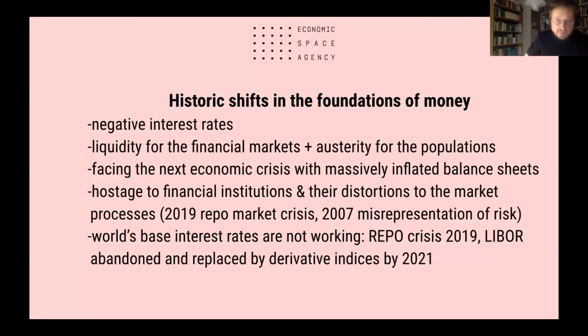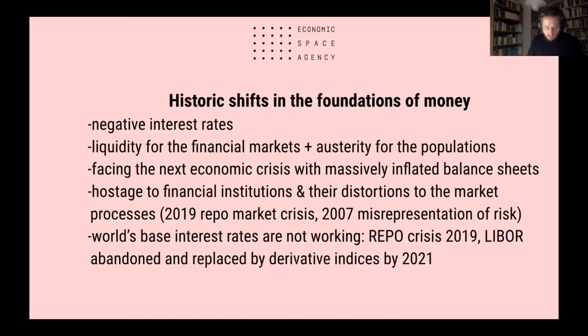Then the second shift that we see now: governments keep forcing austerity on the populations, but continue to stand ready to pump liquidity into the financial markets. Now, what is going on with COVID-19 will just aggravate this development. At least in Finland, the politicians have already started to talk about the coming austerity, and we know who will be suffering from that.